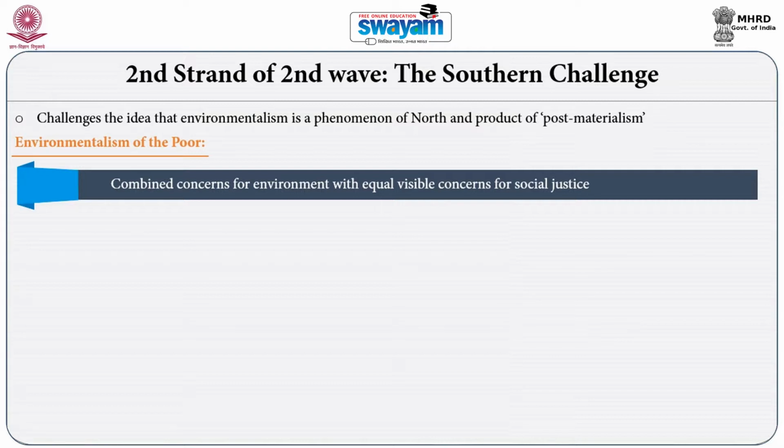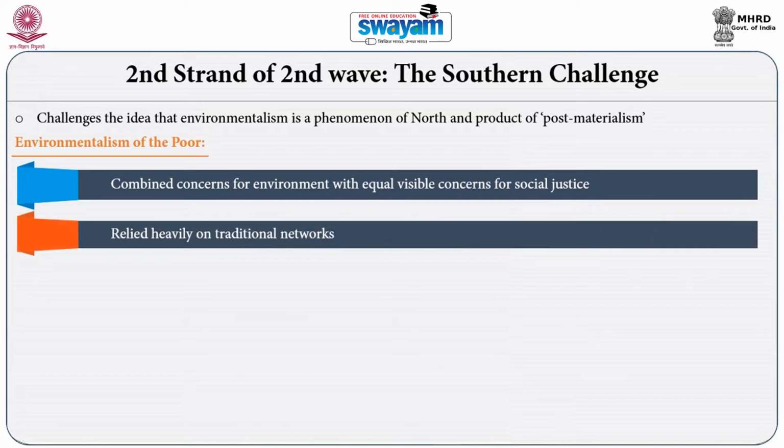So there are specific features, or specific propositions, of these environmental ideas which grew up in the global south or in developing societies. These southern environmental ideas combined concern for the environment with equal and visible concern for social justice. In these southern countries, it was realized that environmental degradation has a different manifestation and a different connotation: environmental degradation results in degradation of livelihood, or pollution negatively affects livelihood patterns and livelihood opportunities.